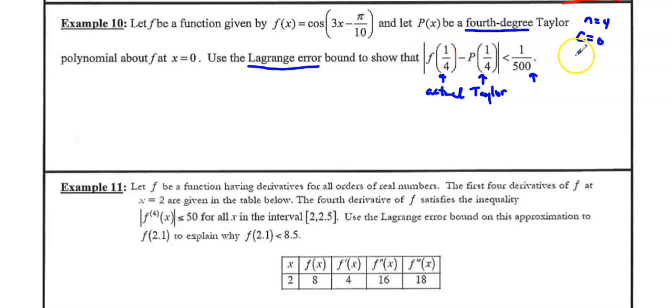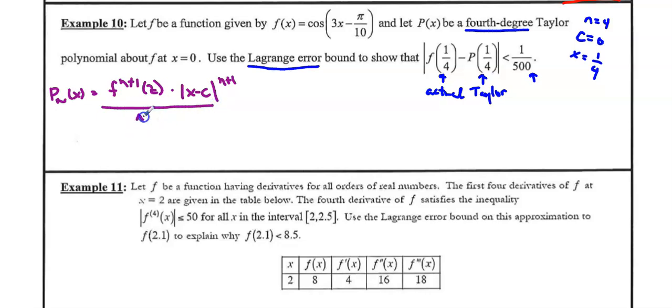The only other thing I need to figure out is what our x is in our equation. Well, it's just going to be 1/4, because you can see in the problem we're evaluating at 1/4. So without further ado, let's write the equation for the Taylor error. It's going to be the absolute value of R sub n of x, which is less than or equal to the maximum of f to the n plus 1 of z, times the absolute value of x minus c to the n plus 1, all over n plus 1 factorial.